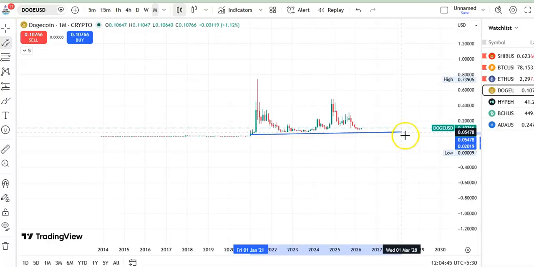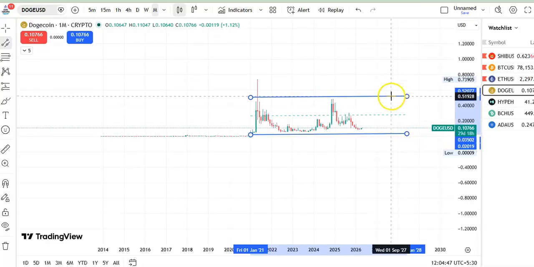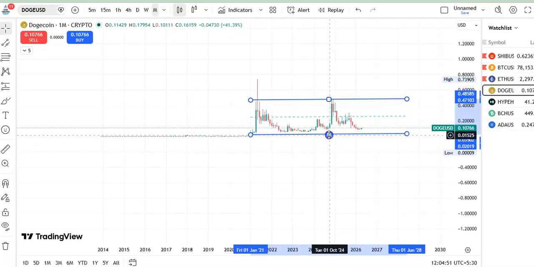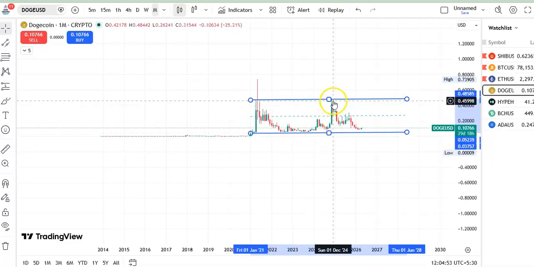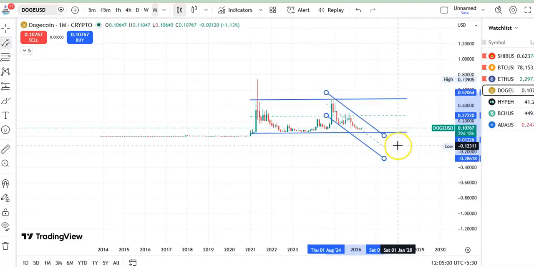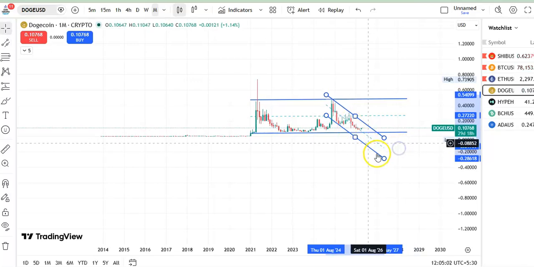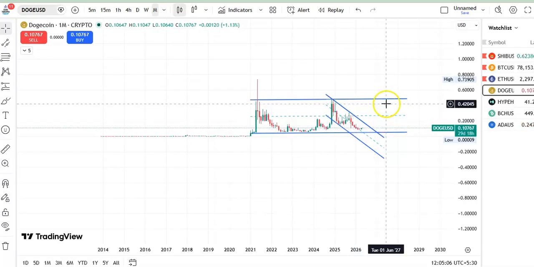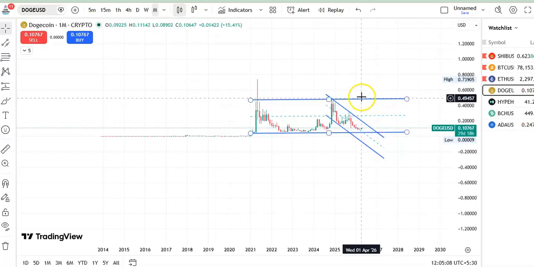So you can see this is the support trend line and this is the resistance trend line. Previously you can see candles went up to the resistance level and now the fall is taking place. If you draw the trend line, you can see this is support and this is the resistance. Within this channel pattern only the fall is taking place, and once the breakout happens then candles may start moving in an upward direction.